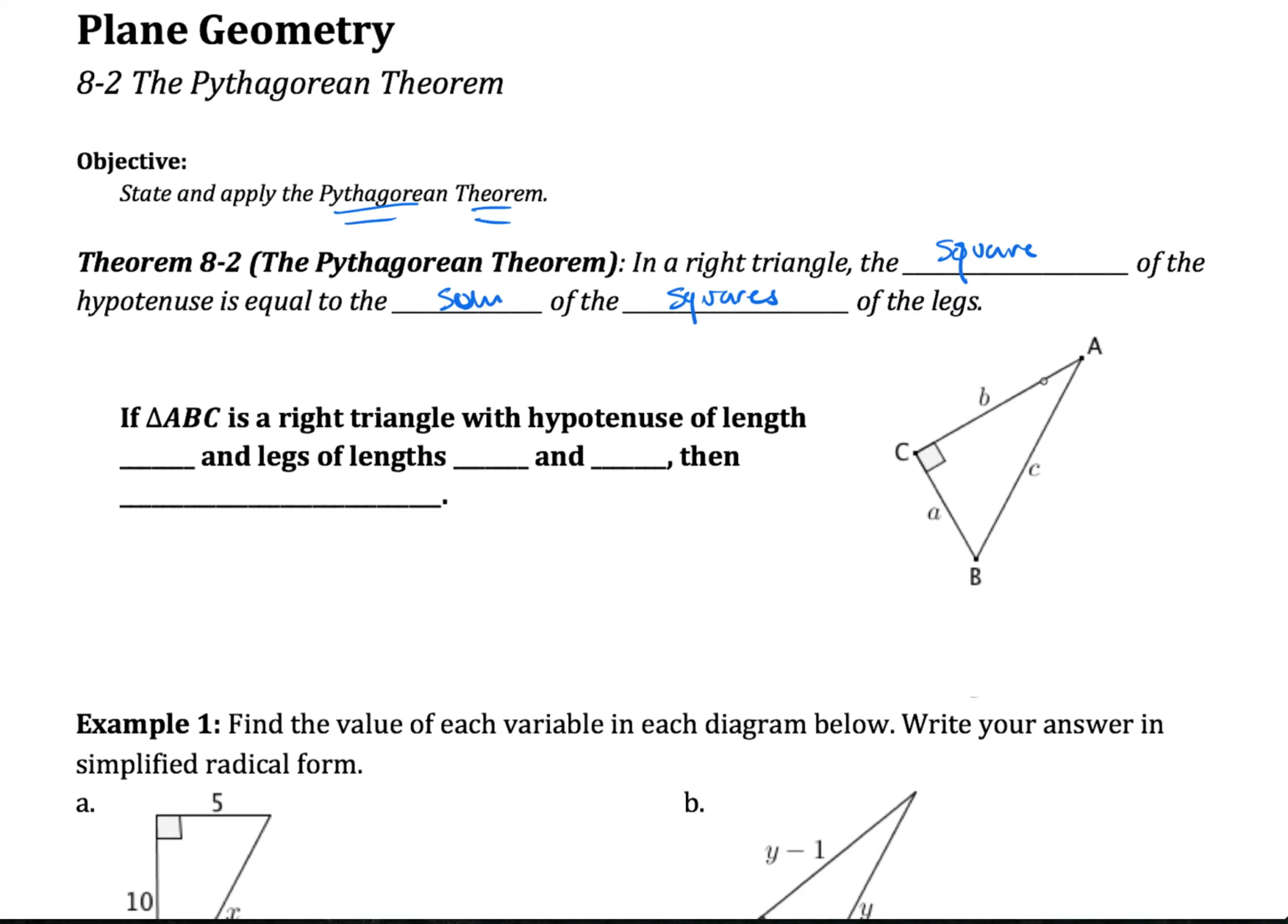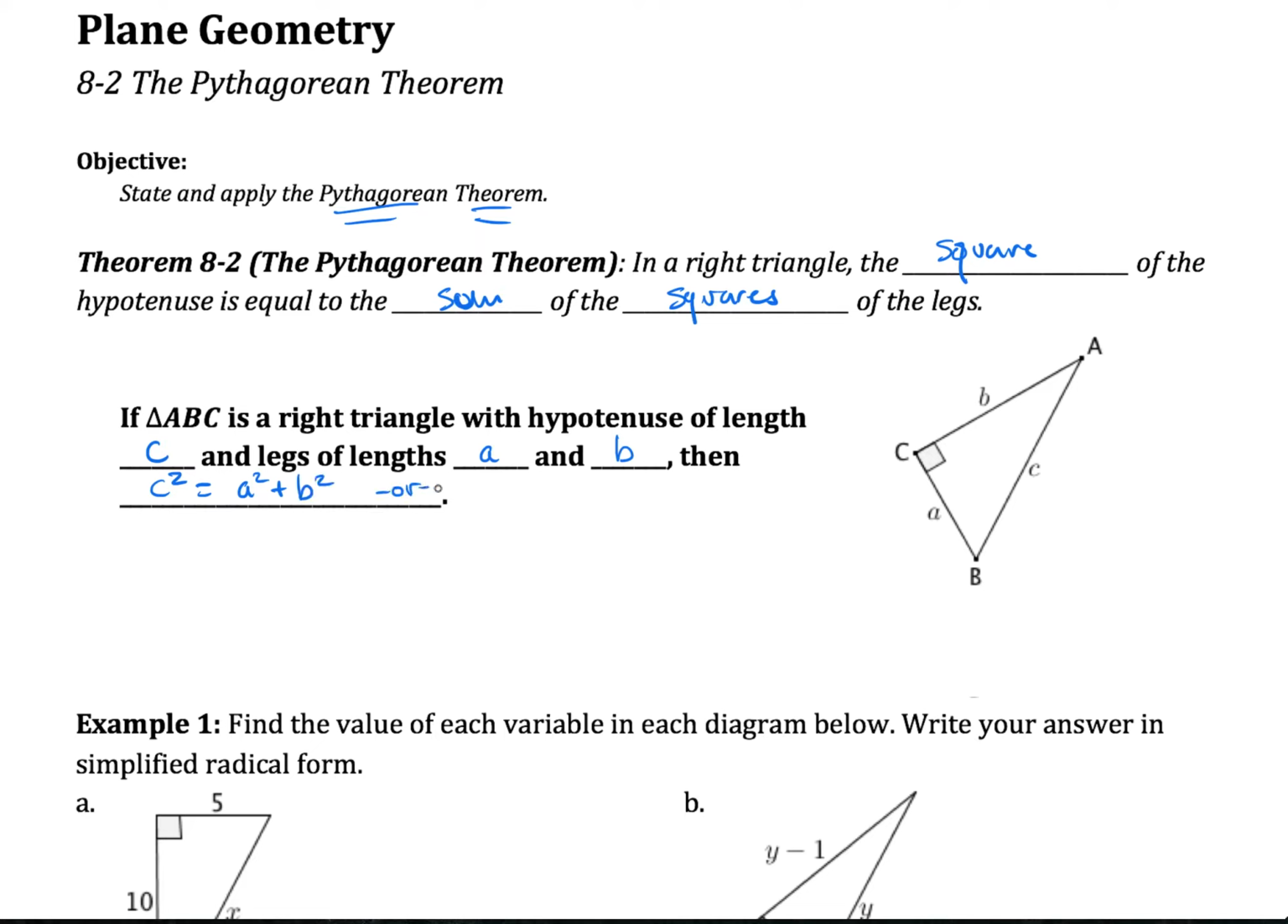So if we're looking at this picture right here, triangle ABC is a right triangle, and it has a hypotenuse over here that has a length of C, and the legs have lengths of A and B, then according to the Pythagorean theorem, the square of the hypotenuse, so C squared, is equal to the sum of the squares of the legs, so A squared plus B squared.